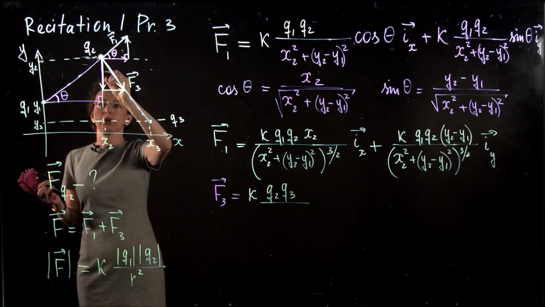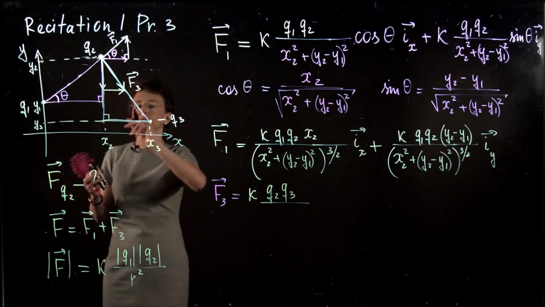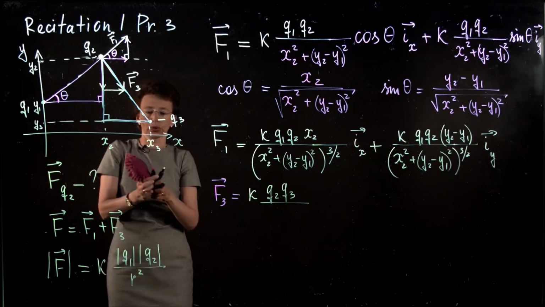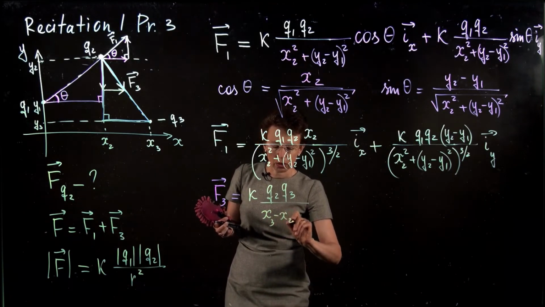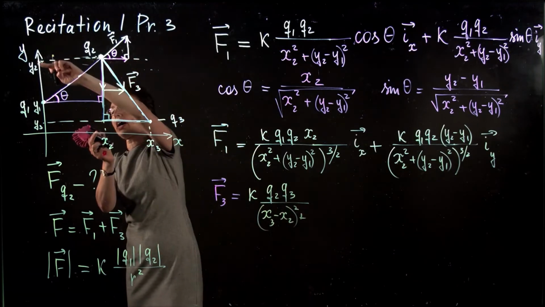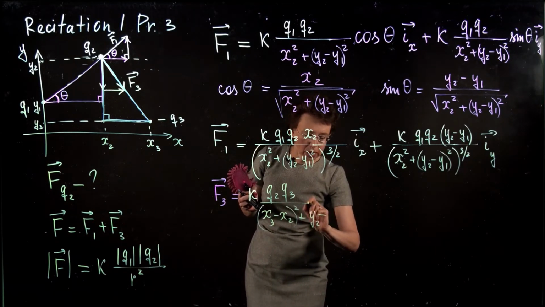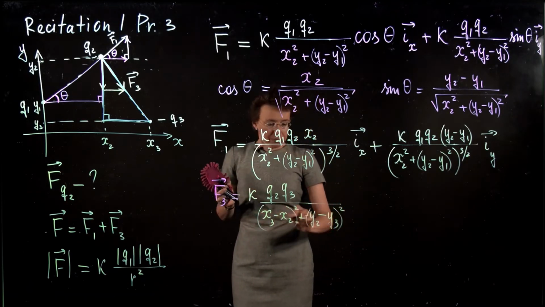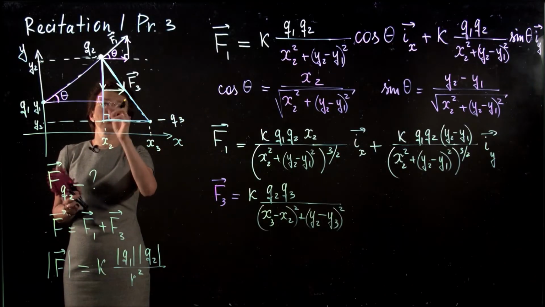This distance I will find by using this right triangle. This is 90 degrees. So this distance is this leg, which is x3 minus x2, squared, plus this leg, which is y2 minus y3, squared. This is the distance squared. To have the x component, I need to introduce an angle.